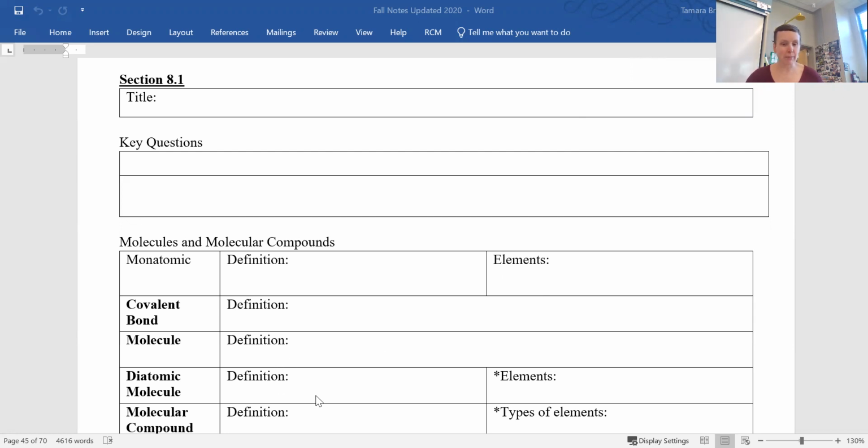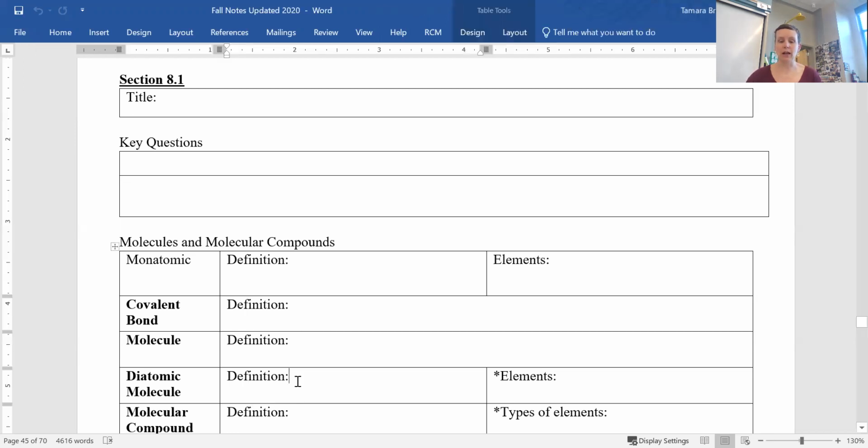So first of all, diatomic molecule is the focus of our warm-up. Diatomic: di means two, atomic means atoms. Molecule means they're attached to each other with a covalent bond. So two atoms attached to each other with a covalent bond. That's as simple as it gets. It's in the definition there, or in the name. But a molecule that contains two atoms, that is true, but we're going to mostly be talking about diatomic elements.